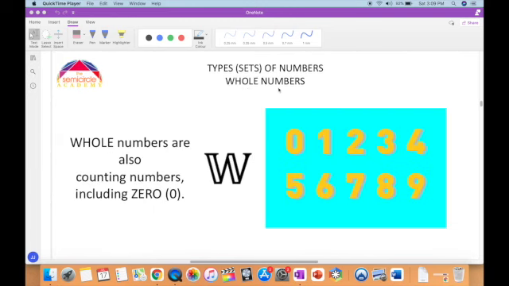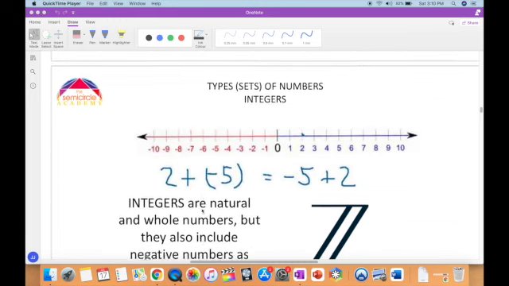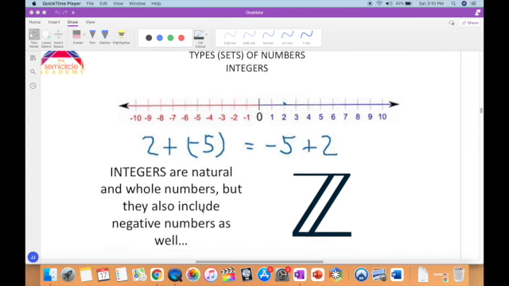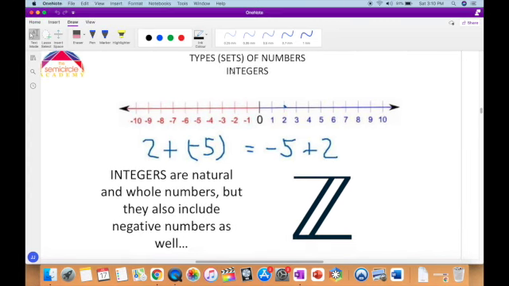We're talking about whole numbers, and whole numbers have all of the natural numbers, so 1 onwards, but they also include 0. So whole numbers are counting numbers including 0. And now moving on. The next type of number we have are integers, right?